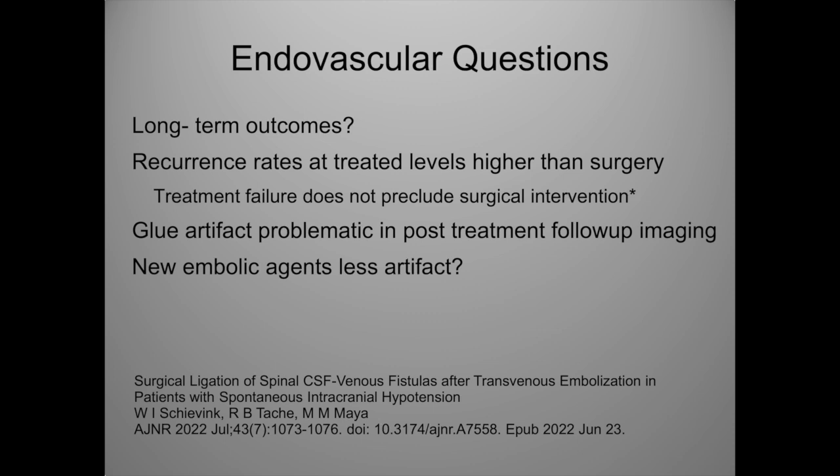There are still questions out there. What are the long-term outcomes? Why do we have more rebound headaches? I don't know if that's a real finding or a statistical fluke. And the effect of glue on recurrence on imaging. Obviously, with glue streak artifact, imaging for recurrence becomes problematic, maybe less so in DSA compared with CT-based studies. There are potential new embolic agents which have less streak artifact.